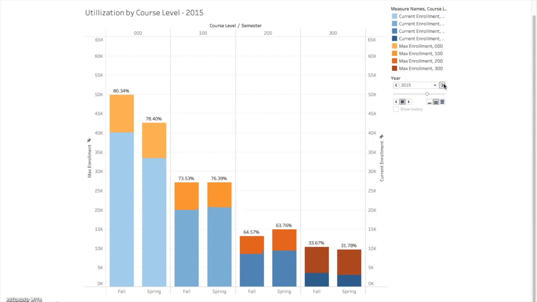100, 200, and 300 level courses have progressively lower total enrollment and utilizations. Students are not required to take as many higher level courses, so there may be less interest or demand for these courses compared to core requirements.